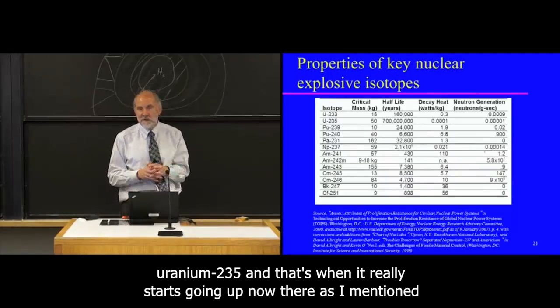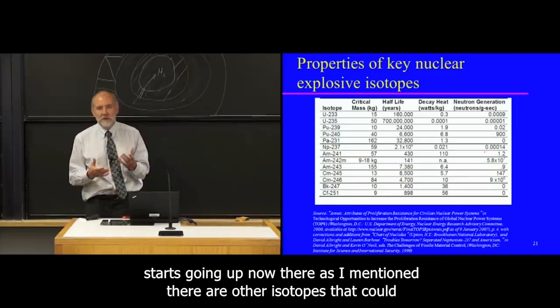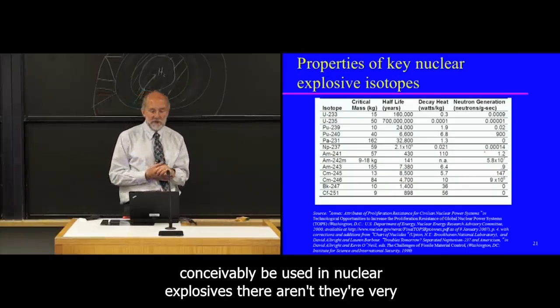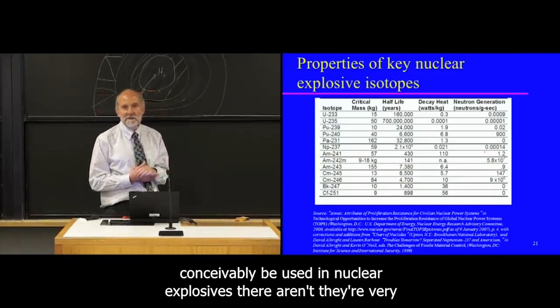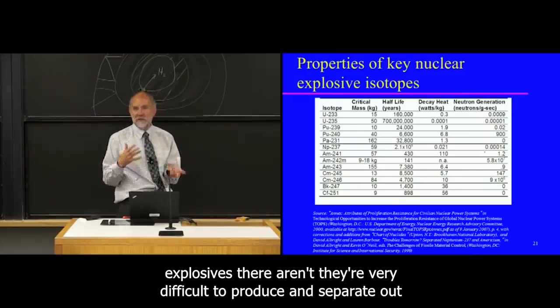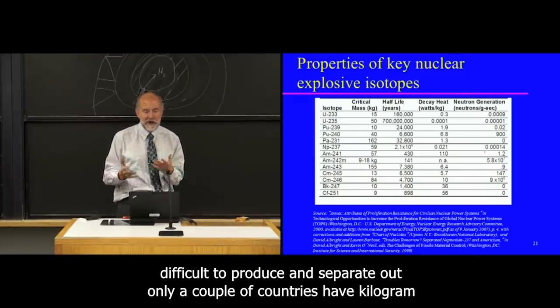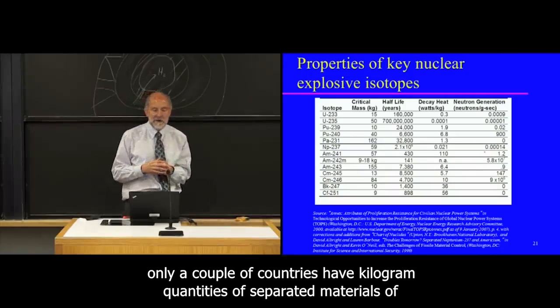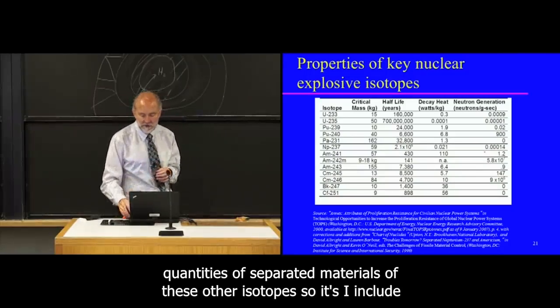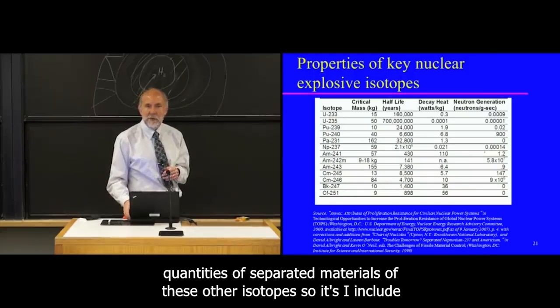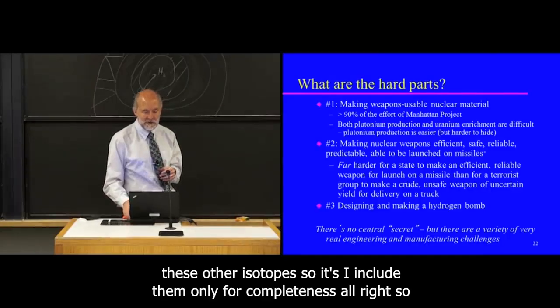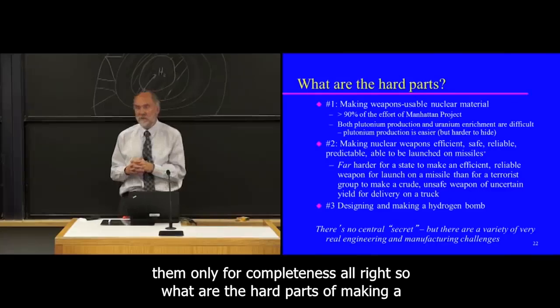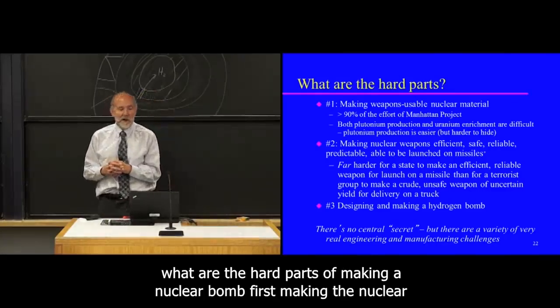Now, as I mentioned, there are other isotopes that could conceivably be used in nuclear explosives. They're very difficult to produce and separate out. Only a couple of countries have kilogram quantities of separated materials of these other isotopes. So I include them only for completeness. All right, so what are the hard parts of making a nuclear bomb?